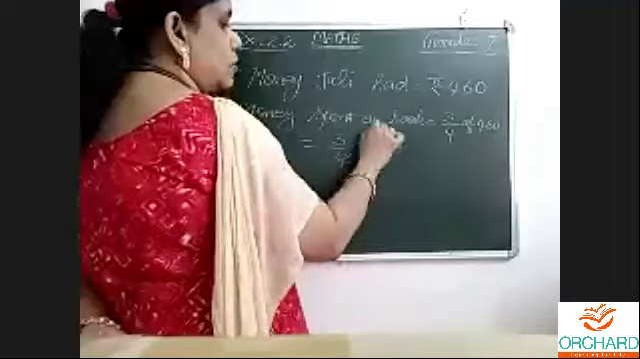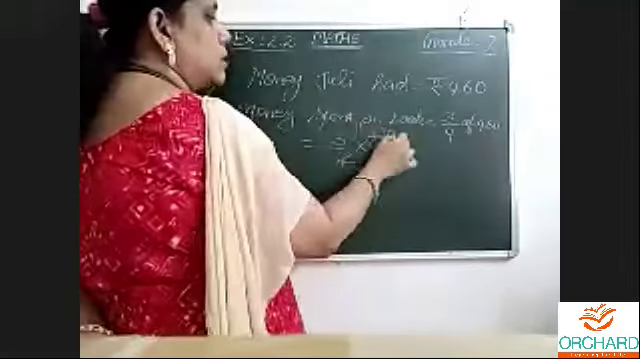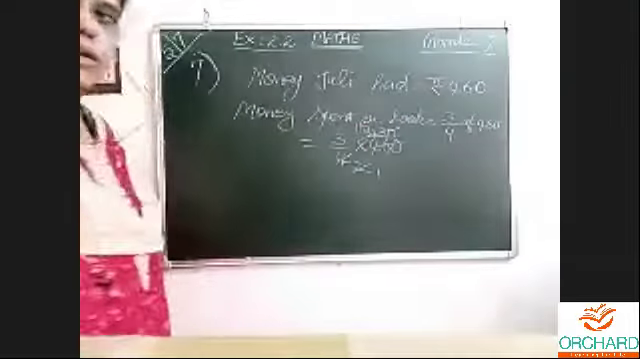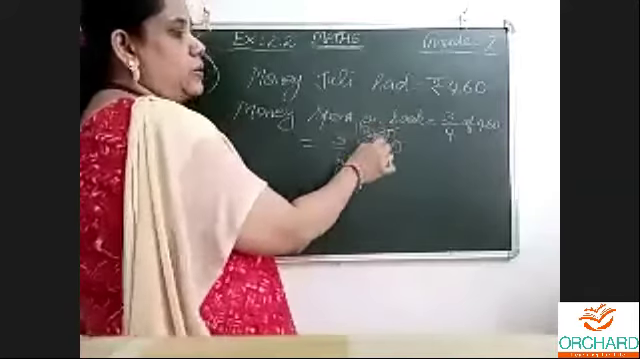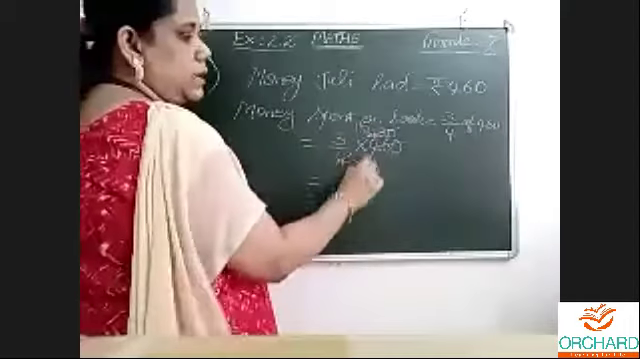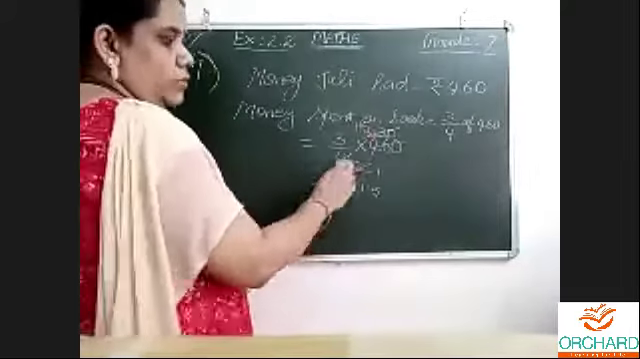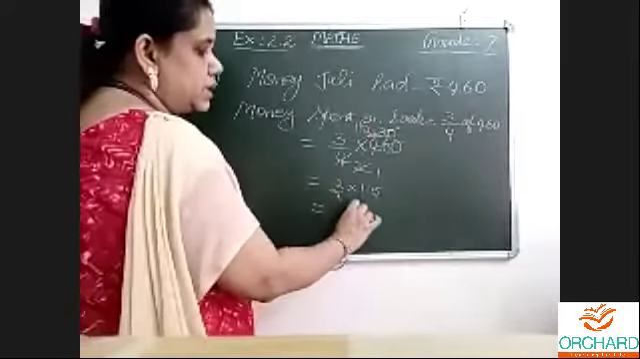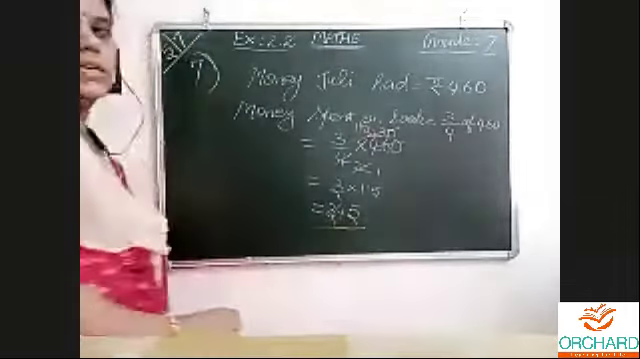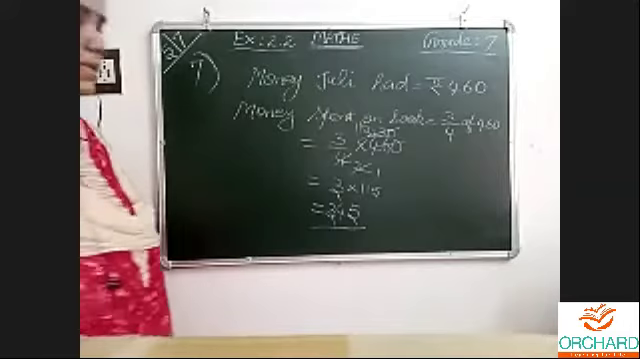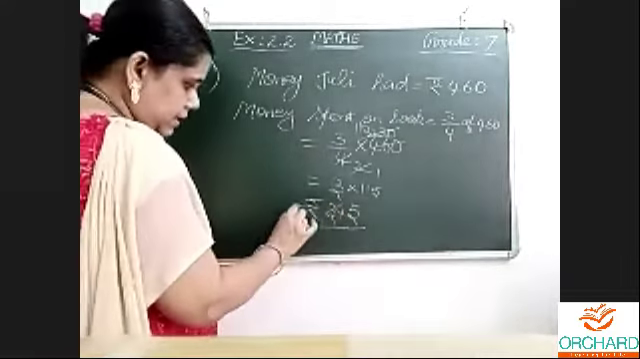2 2s are 4, 2 2s are 4, 3 2s are 6, 0. Again 1 2s are 2, 5 2s are 10. Directly you can do by the 4 table also. To make it easy, 2 table, again 2 table. Now 3 is there, 1, 1, 5 is there. In the numerator, denominator 1 only. 5 3s are 15, 5, carried over 1, 3 1s are 3 plus 1, 4, 3 1s are 3. 345 rupees. This much rupee she has spent for buying the book.